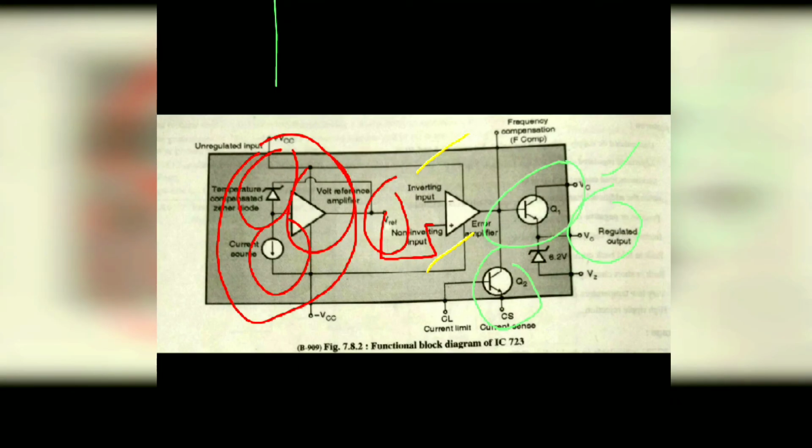One more point is related to its applications. Applications of this IC723: it can be used in a low voltage low current regulator, a low voltage high current regulator, and a negative voltage regulator. Where we need variation in output voltage, you can use the IC723, as it is an adjustable IC, and you can obtain the varying voltage as per your requirement.